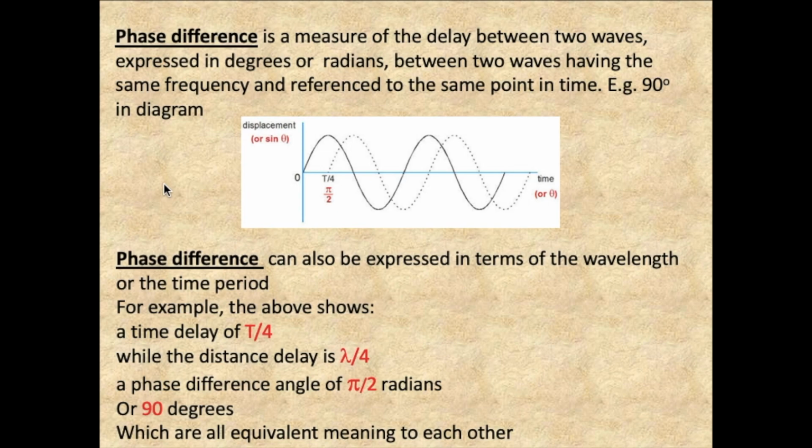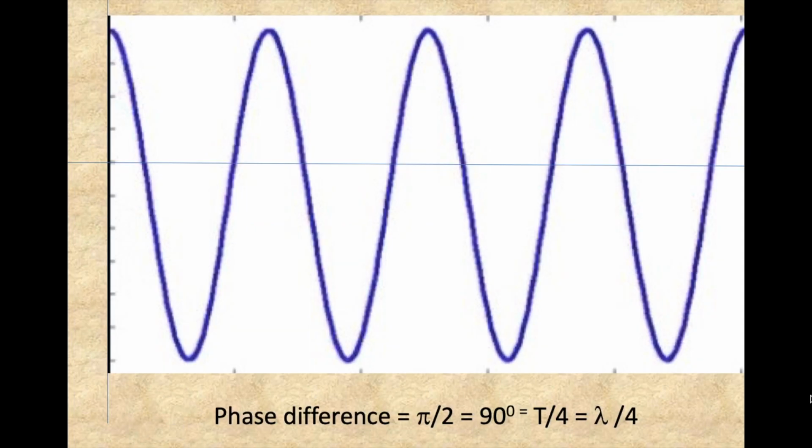This is the same delay when we express it in terms of the wavelength, because in a quarter period of time, the wave will have traveled a quarter of one wavelength. In terms of the angular displacement, this corresponds to a quarter of a full 2 pi displacement. A quarter of 2 pi is pi over 2, which is also equal to 90 degrees. So all of these versions are equivalent to each other, they all mean the same thing, and they can be used interchangeably. Here's another example to show you a quarter period phase difference.